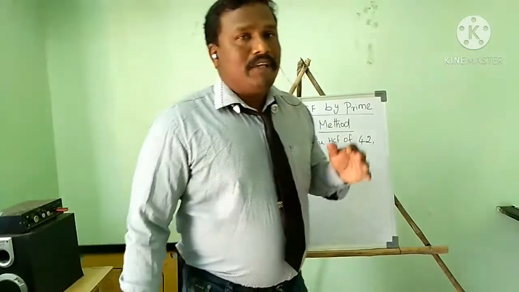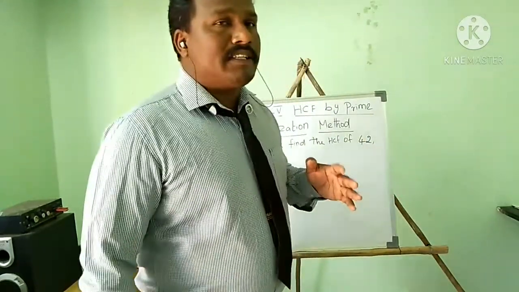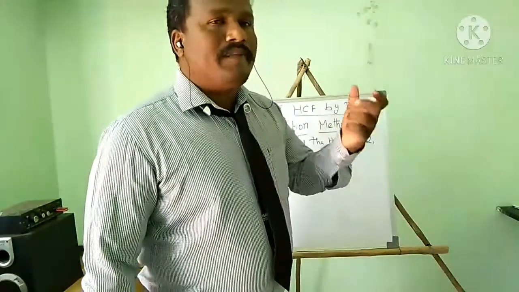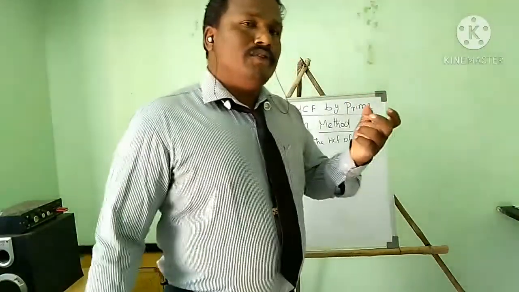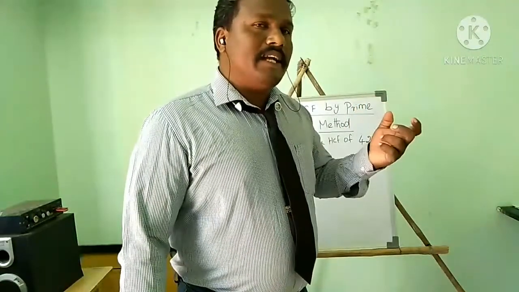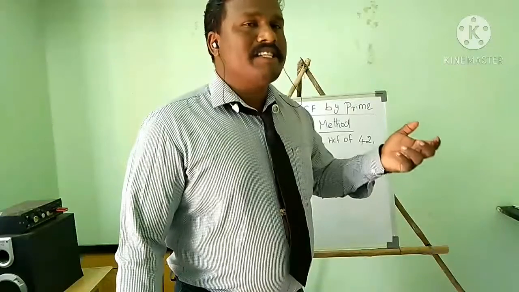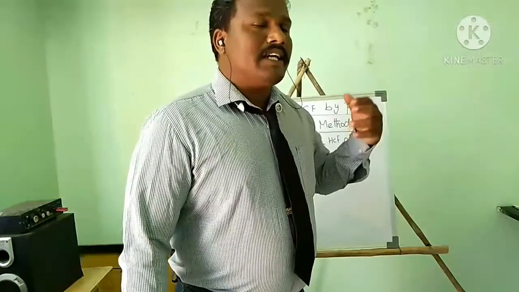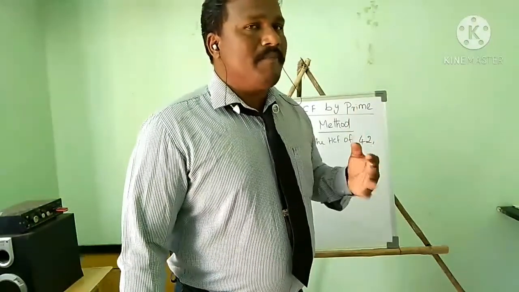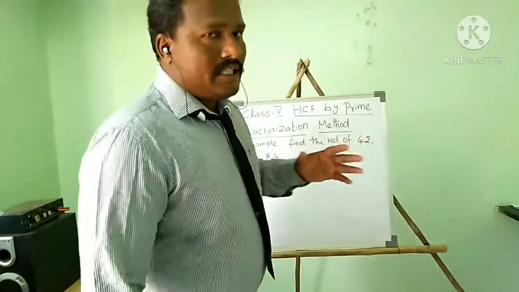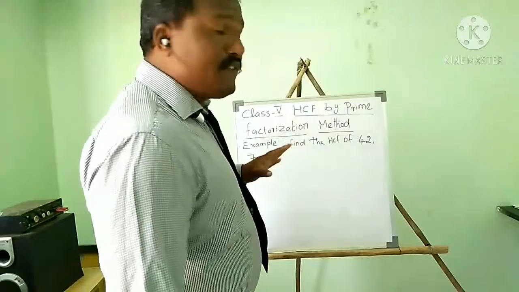Listen carefully. We already talked about the test of divisibility. You know very well, test of divisibility means if I give any number, you can tell which numbers can divide it. We already talked about that in the previous chapter, so use that technique to choose the factors of the given number.